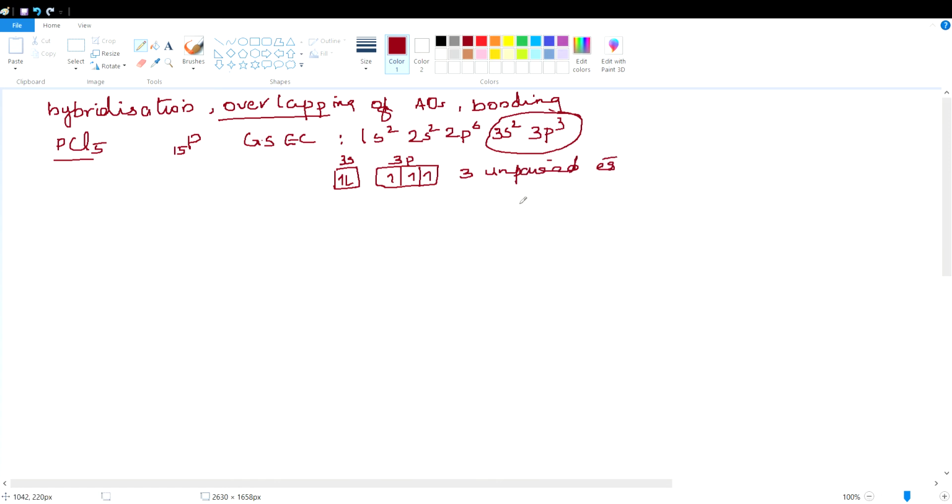And these 3 unpaired electrons are not sufficient to form bonds with 5 chlorine atoms. Phosphorus needs to form 5 phosphorus-chlorine bonds. For each bond, phosphorus should contribute 1 electron. Because in the ground state there are only 3 unpaired electrons, an electron goes to the excited state.